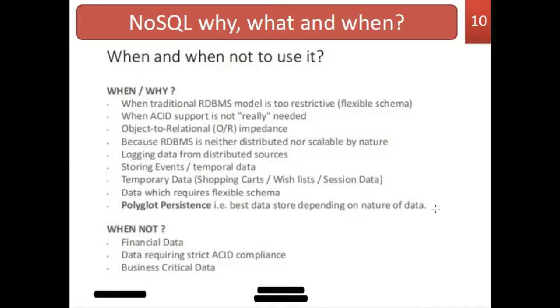And when ACID property or support is not really needed, and then object-relational impedance. So maybe you'll be saving the data in the form of objects, and if you have any impedance from the mismatch between the object and the relational model, then you can use NoSQL databases. Because RDBMS is neither distributed nor scalable by nature, that we discussed already. The normal RDBMS software will not be used in a distributed environment. At the same time, it will not support scalability also, right? You cannot suddenly increase the number of clusters or execution environments or servers.